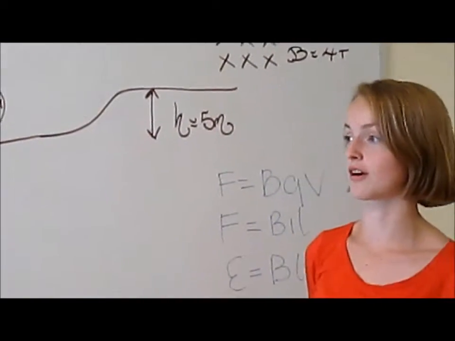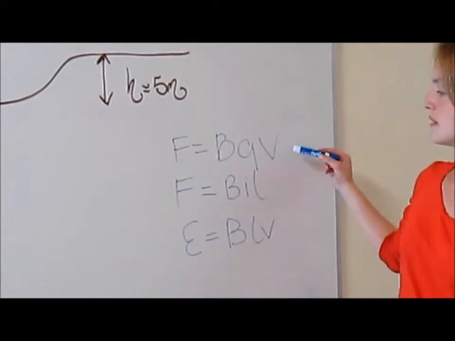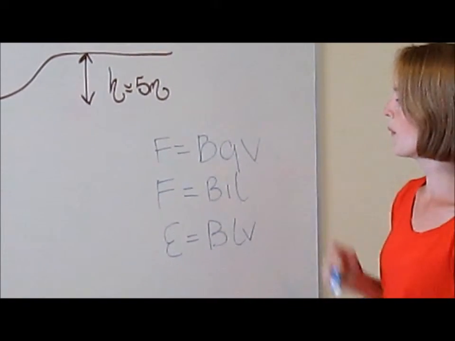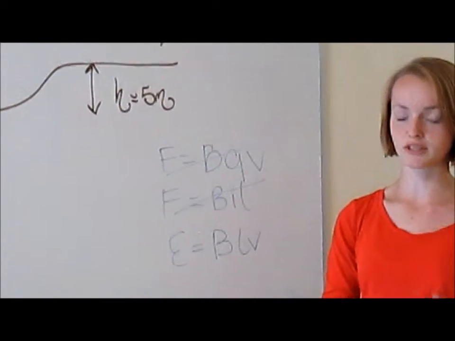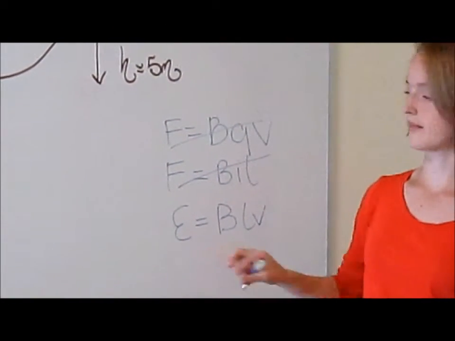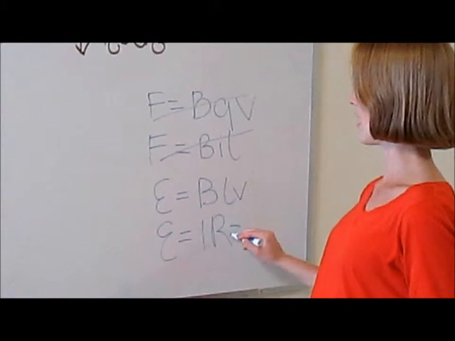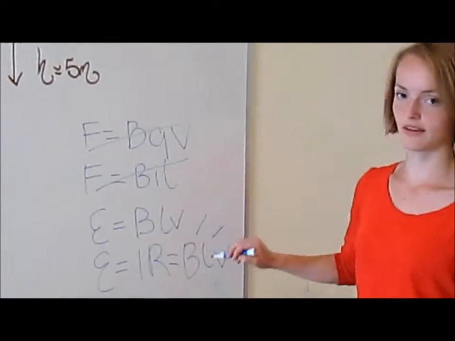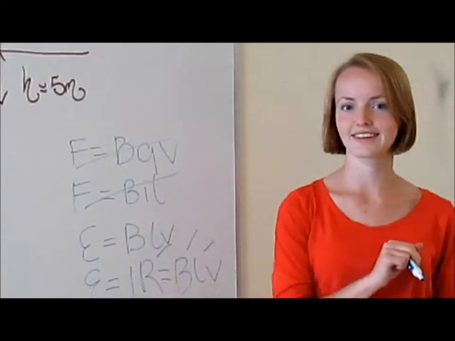Equations that come to mind regarding magnetism and current are these: F equals qvB, F equals BIL, and EMF is equal to BLV. We don't want these equations because they are about force, and we don't care about force. We're not trying to find force, and we haven't been given force. We're going to use this equation: E is also equal to IR, so we know that IR is equal to BLV. We have B, we have L, and we have R, so if we can find V, then we can plug it in to calculate the current.